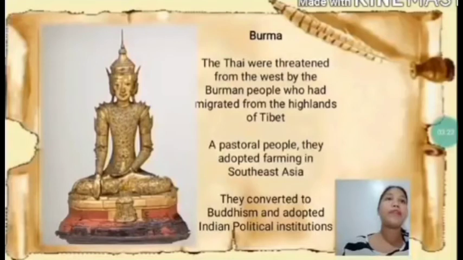Burma was a big threat to many kingdoms and regions. The Thai were threatened from the west by the Burmese people who had migrated from the highlands of Tibet. So they have Indian influence. They were a pastoral people. They adopted farming in Southeast Asia. They converted to Buddhism and adopted Indian political institutions.